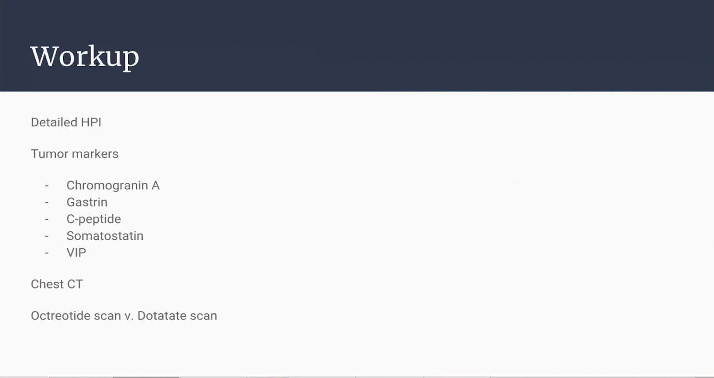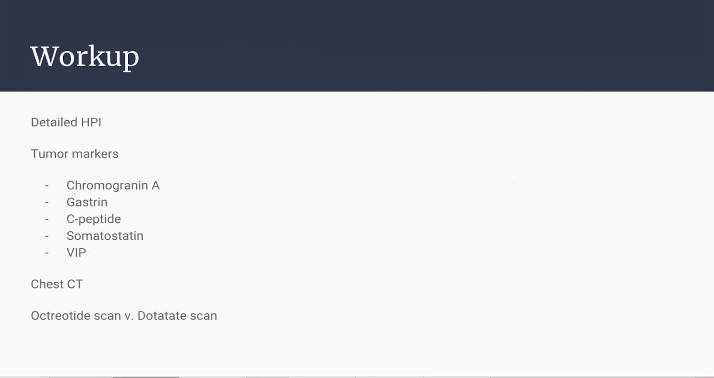In order to work up these tumors, a detailed history and physical is extremely important. These patients often present with vague symptoms, and taking a good H&P is important to help diagnose the problem, as well as help determine if they are functional or non-functional, or if there is a familial component to them. Tumor markers are important to help diagnose. Not all of these need to be performed. This is where a detailed history and physical can help.